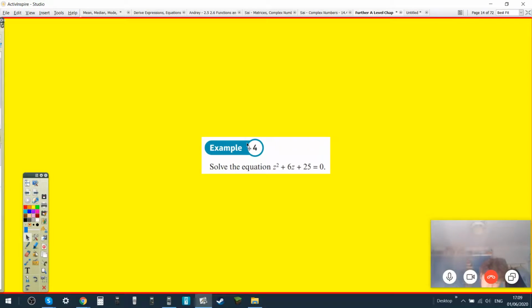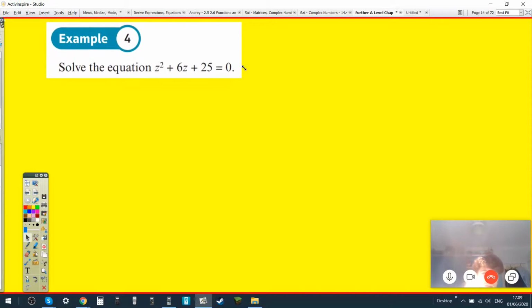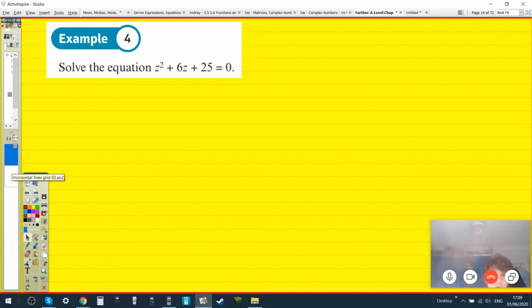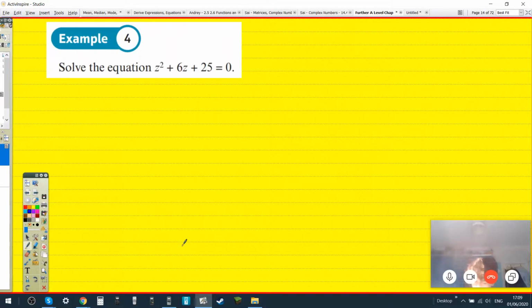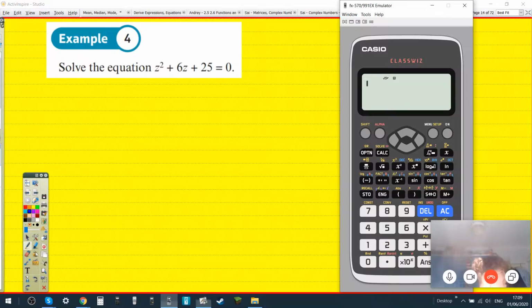How do we do this? Equation Z squared plus Z. So we think what goes in 25 is 6 and adds to 6. I'm using calculator. Oh, okay.